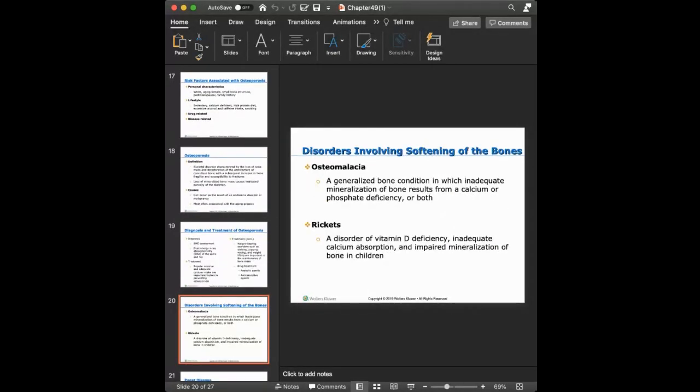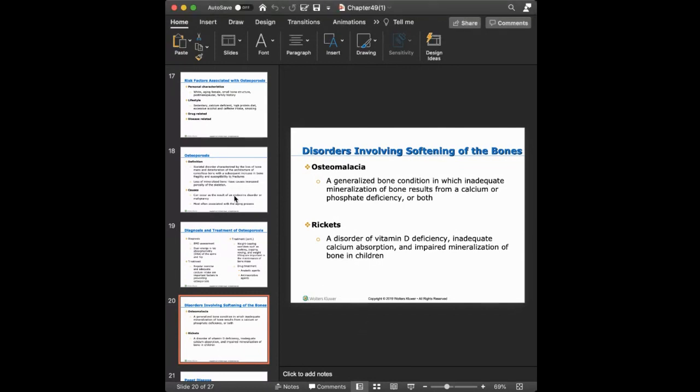So we talked about osteopenia. We talked about osteoporosis. What is osteomalacia? Similar but different. Osteomalacia. So it's a softening of the bone.